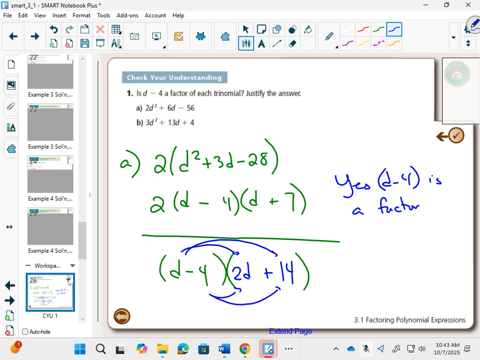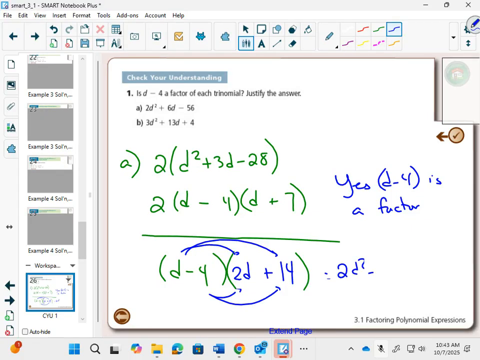Can you see that the only possibility, if d minus 4 is one of them, is this for the second one? It would have to be a 2d for the first ones, and it would have to be a plus 14. Then if you multiply this out, and it works, then you know it's a factor. If you multiplied it out and it's different, it would not be a factor.